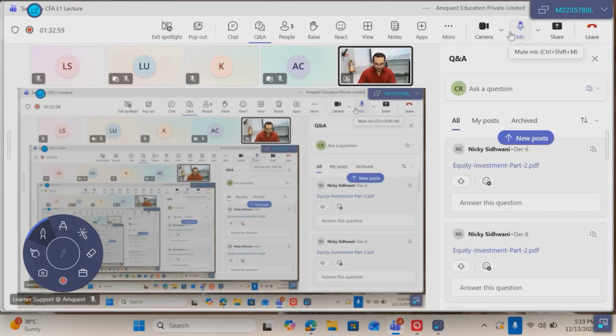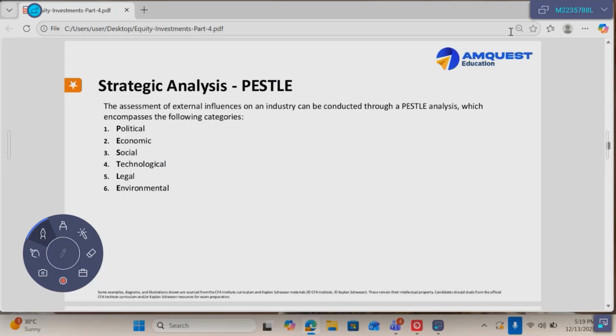Okay, let's continue. So next we have PESTEL analysis, where P is political, E is economic, S is social, T is technological, L is legal, and E is environmental. Now you can think about Zomato and Swiggy and see how these factors can impact our two companies.